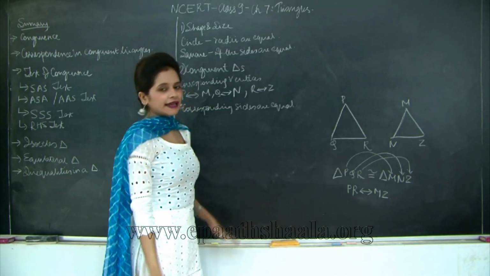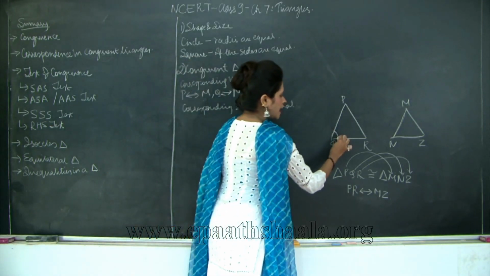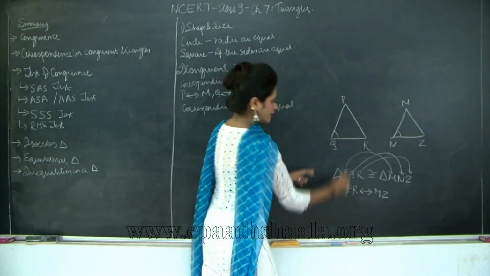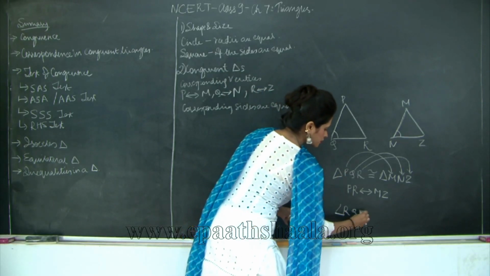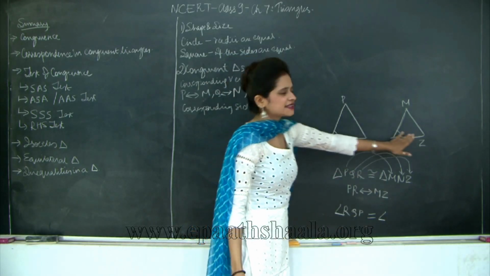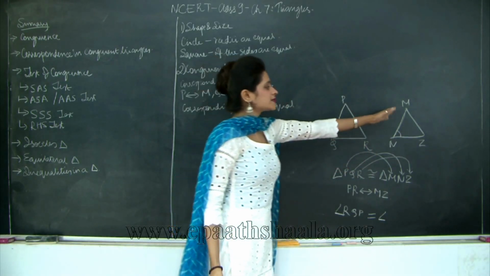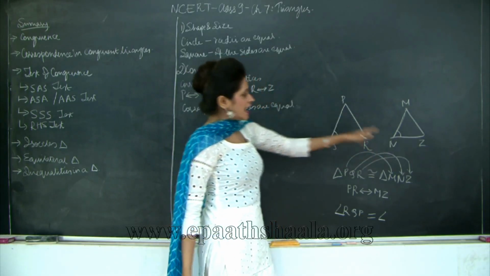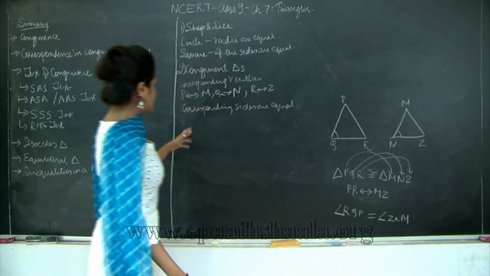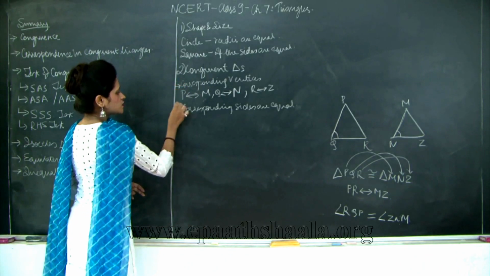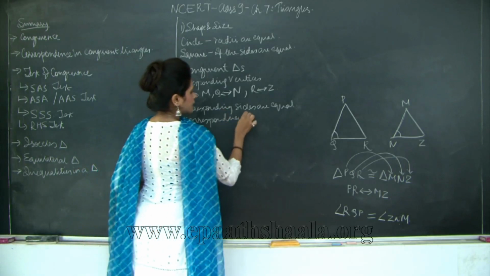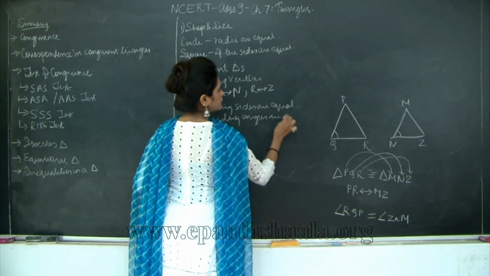Similarly, we have corresponding angles equal. If you notice angle RQP, it is the same as this angle, right? But if I say angle RQP, how am I going to write the other angle? Am I going to say MNZ because both are the same angles? No, I am not going to say MNZ. Since I am going from RQP, I will go from Z, Q's counterpart N, and M. So correspondence is very important. So this was 1, this was 2, and corresponding angles are equal.